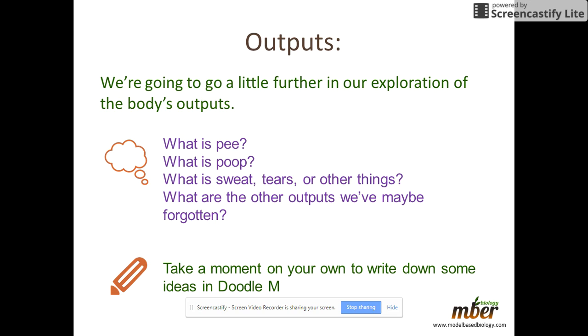So we're going to go a little further in our exploration of the body's outputs. What is pee? What is poop? What is sweat, tears, or other things? What are the other outputs we've maybe forgotten about? Take a moment on your own to write down some of those ideas in Doodle M. Go ahead and put me on pause, and then come back to this.